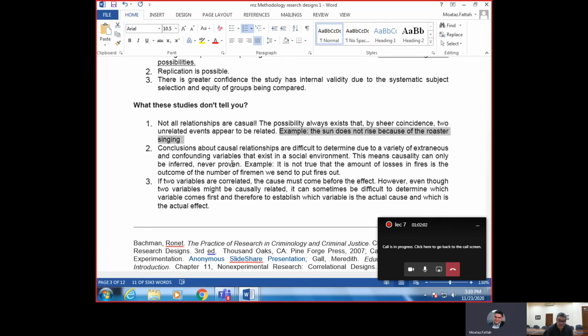Most of you know that roosters can sing, whatever this noise that they make, any time of the day. Yes, it's usually the case that they do that with the sun, but they might do that against a stranger. A rooster can be defending itself, defending other chickens, and just making the same noise it makes while the sun is rising. Conclusions about causal relationships are difficult to determine due to a variety of extraneous and confounding variables that exist in the social environment. This means causality can only be inferred, never proven.